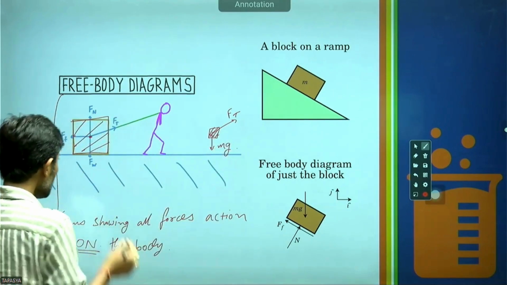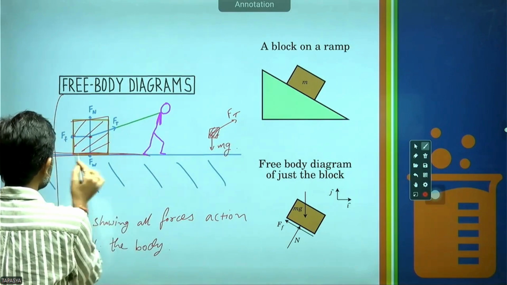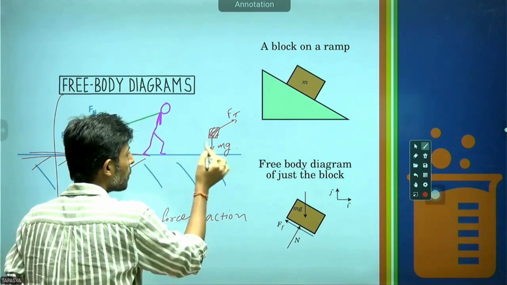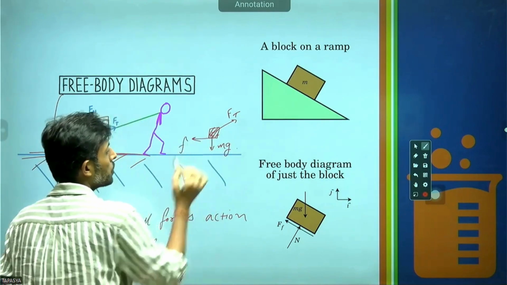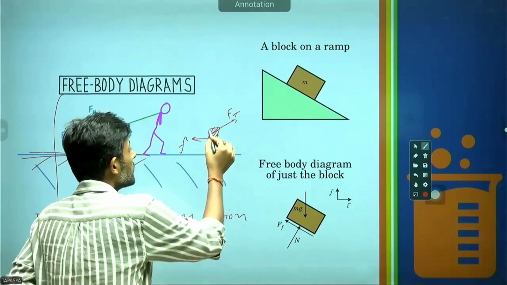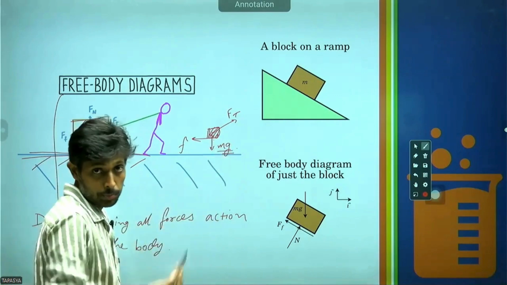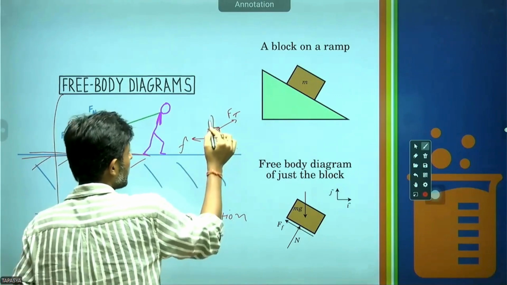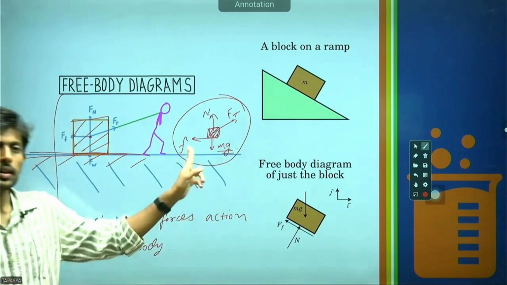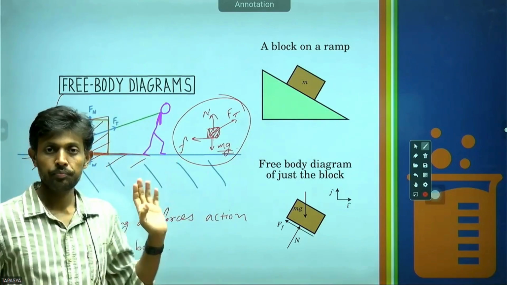If this is a frictional surface, a rough surface, then a frictional force will oppose the motion of this block. This would be the frictional force. And since this block is pushing the ground with this much force, the ground will also push this block up, and that is the normal reaction force. So these are the four forces, and this representation is called the free body diagram of this block.